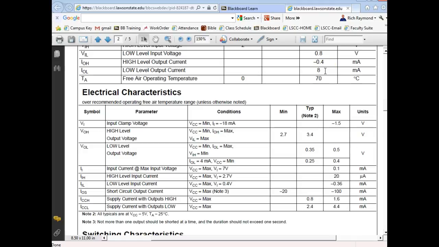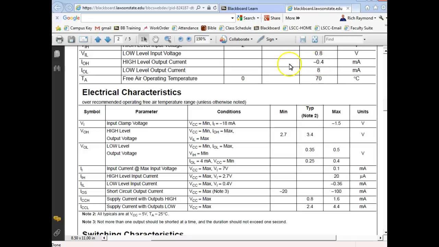So how many loads can it drive? Well, we come over here and we take the high output current. IN high is 20 microamps. I out high is 400 microamps. So how many loads could it drive? How many of these could it drive? Looks like 20, right?